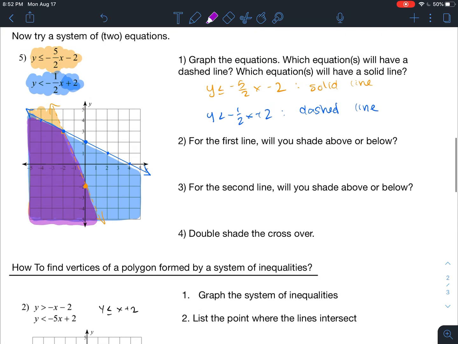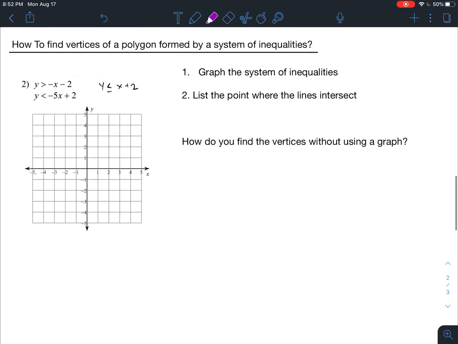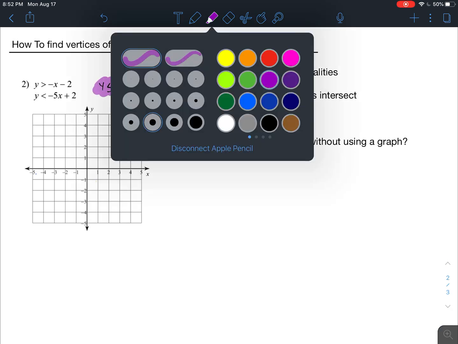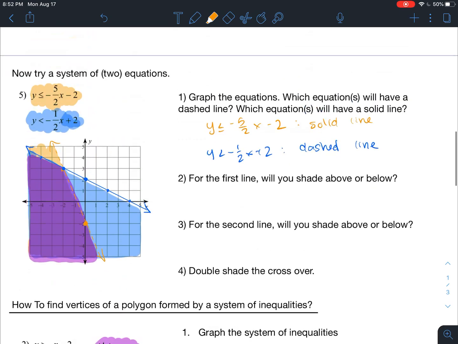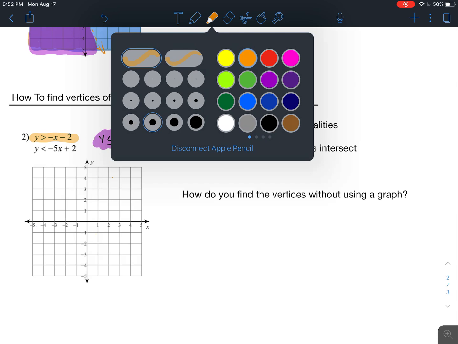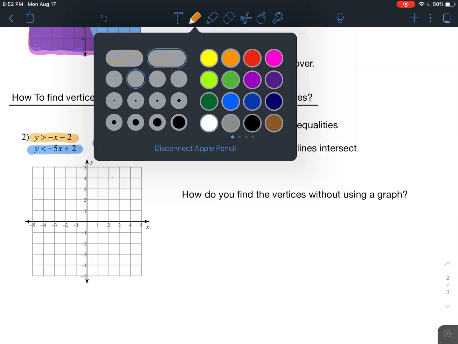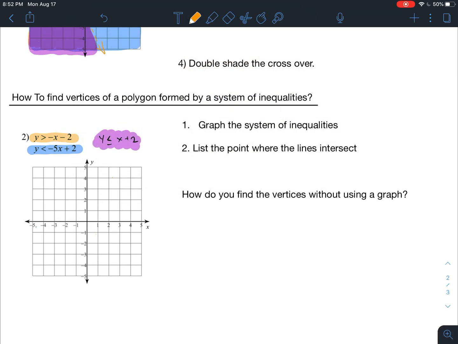So that is what a system of inequalities looks like. We're going to do one more, but in this case we have 3. So I'm going to put this one as purple, I'm going to put this one as orange, and this one is blue, and we're going to follow the same process. We are going to graph the systems of inequalities.